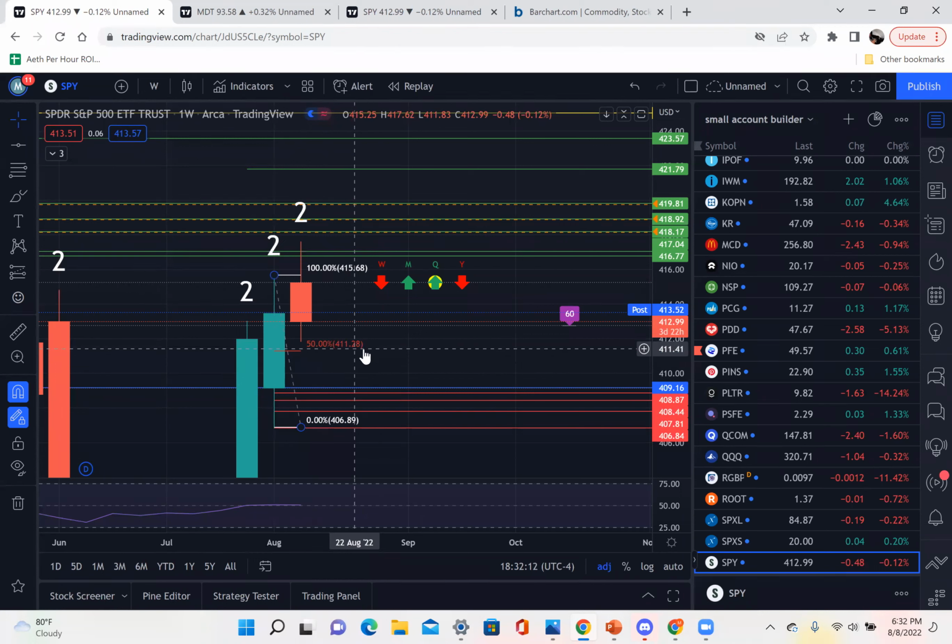My suggestion is if we break 411.30, take it for puts and just take it for puts to about 409, but take profits along the way, just in case we don't get to 409 or it does want to bounce from 409. Perfect, got it now. All right, bet.